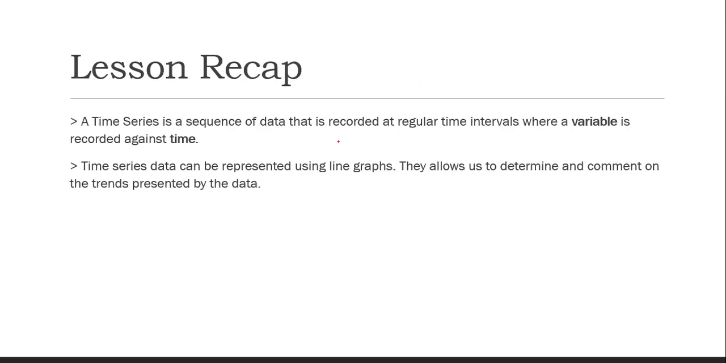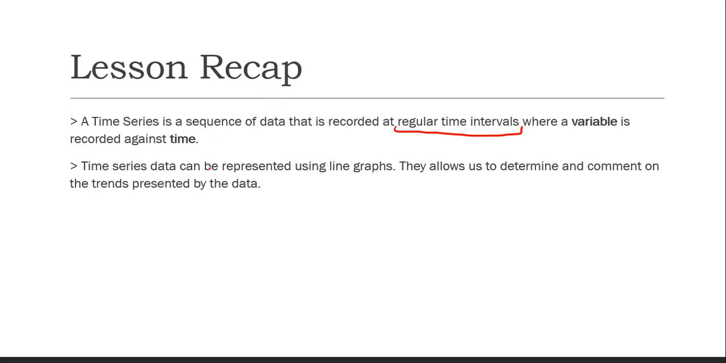So as a recap, a time series is basically a sequence of data that's recorded at regular time intervals, where a variable is recorded against time. What that's saying is you record a variable that changes over a certain period of time, at regular intervals. So every month, every week, every second, every 10 seconds, that's the time intervals.